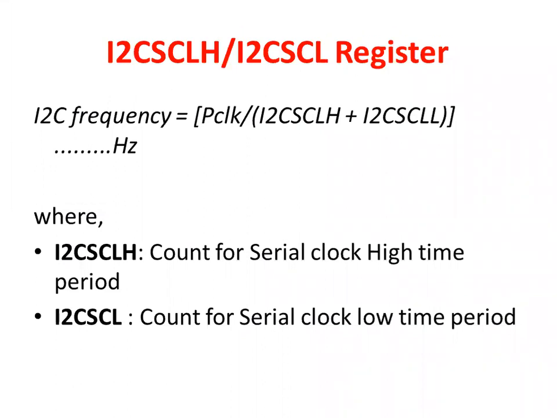I2C SCLH or I2C SCL register. The I2C frequency we can calculate using this formula: PCLK divided by I2SCLH plus I2SCLL, where I2SCLH is the count for the serial clock high time period and I2SCLL is the count for the serial clock low time period.